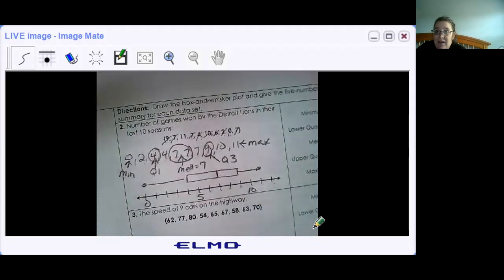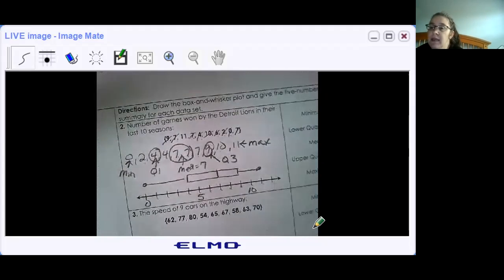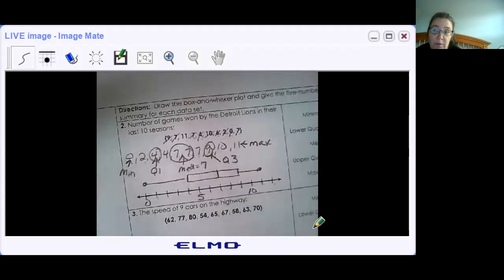Now, is every question going to be about create this box and whisker plot? It's not. There are a couple more on this page that you can practice with when you have your own paper, but we need to go on and look at what happens when we're given a box and whisker plot and then asked to come up with information or analyze the information that we've been given.